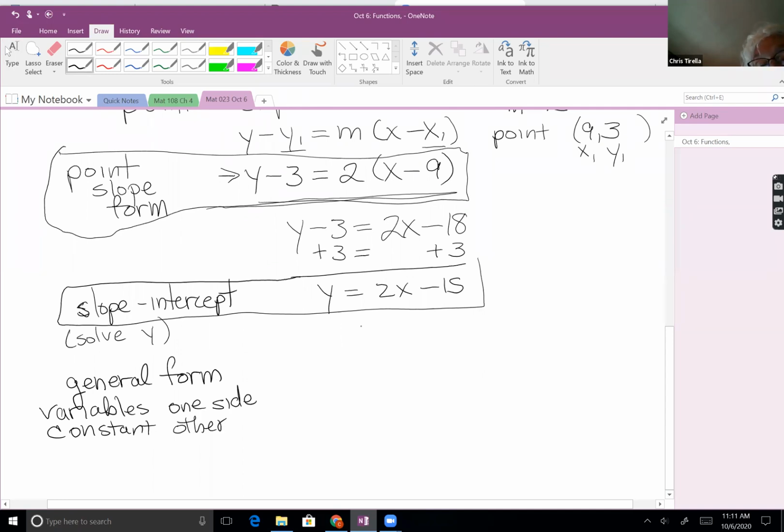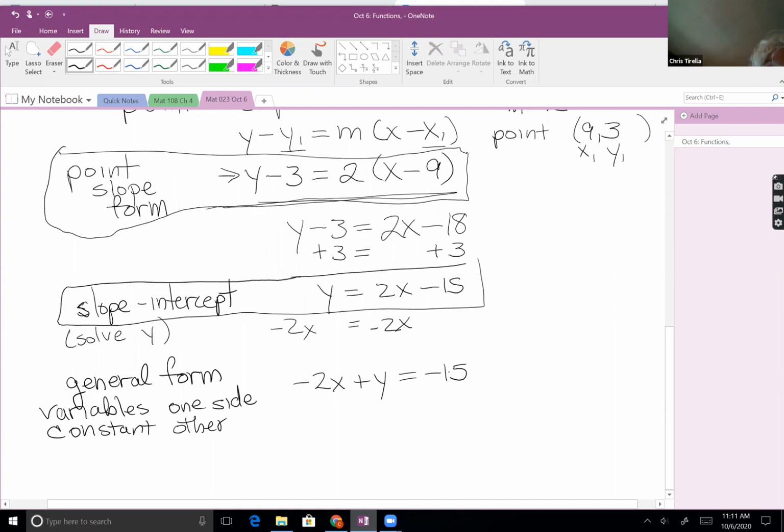And so here, I want to move the x over with the y. So I'll subtract 2x from both sides, and I'll get negative 2x plus y equals negative 15. And that would be fine for general form.